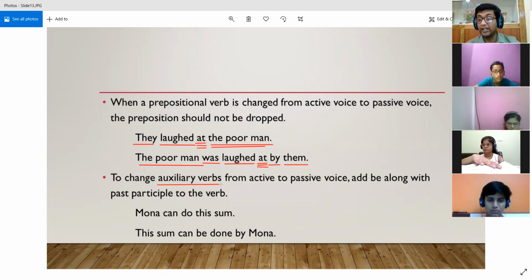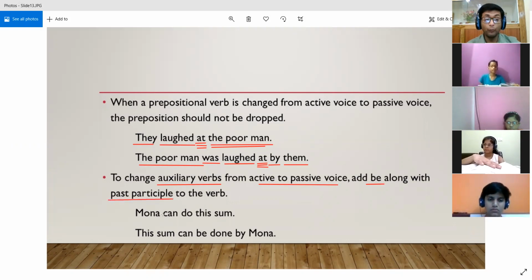Or do, did, done. All these are also called auxiliary verbs because they are not the main verbs, but they are helping verbs. So when we want to change auxiliary verbs from active to passive voice, we need to add be with it along with the past participle of the verb.